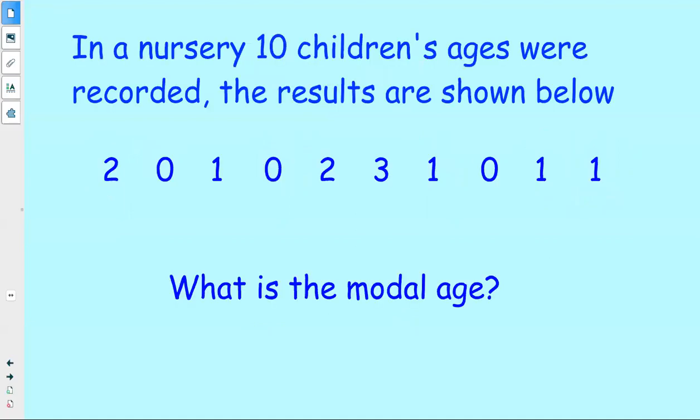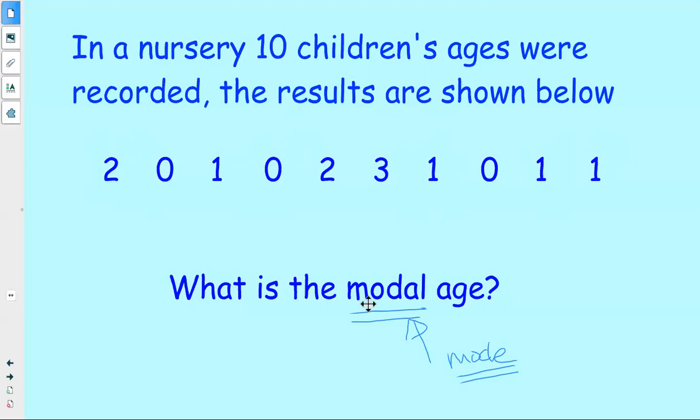Let's move on. Okay, in a nursery, 10 children's ages were recorded. The results are shown below. What is the modal age? So modal is another way they can ask you, another kind of term for it. They're really just asking you the mode. Which one is the most? Which number appears the most often?